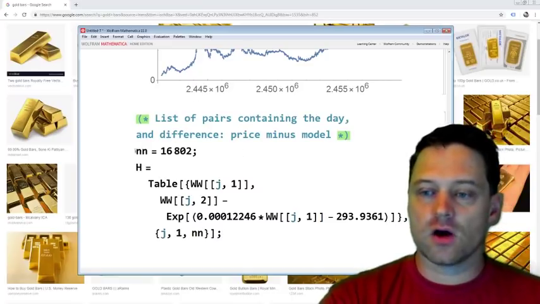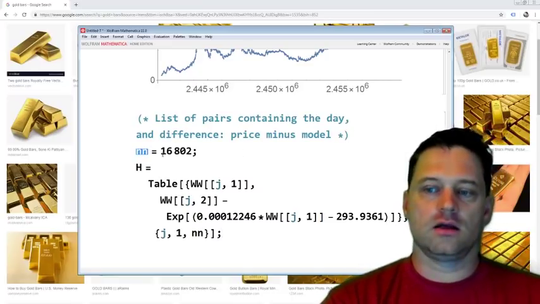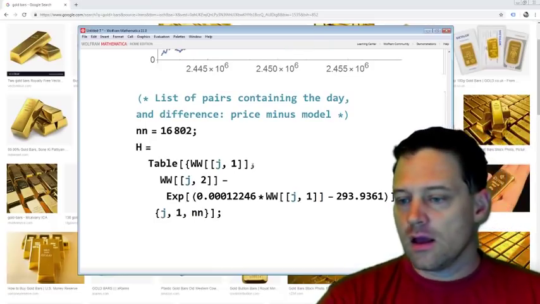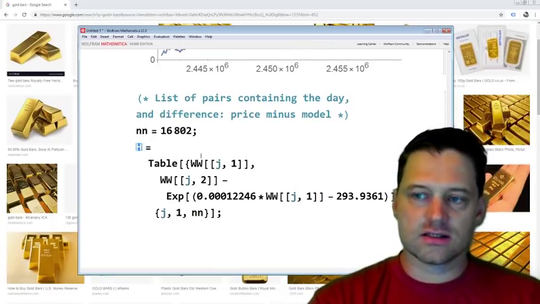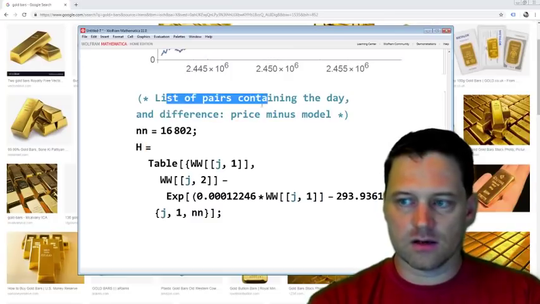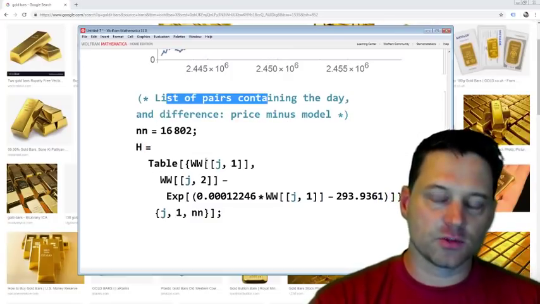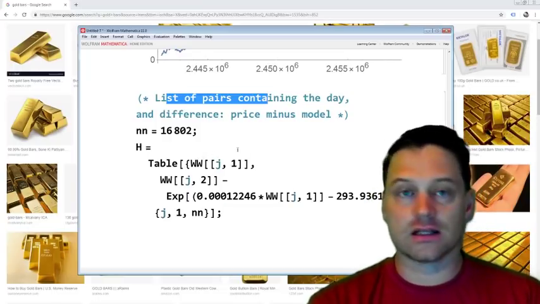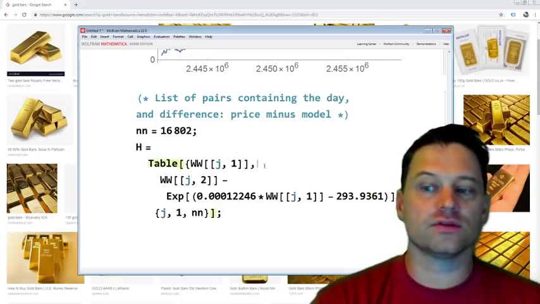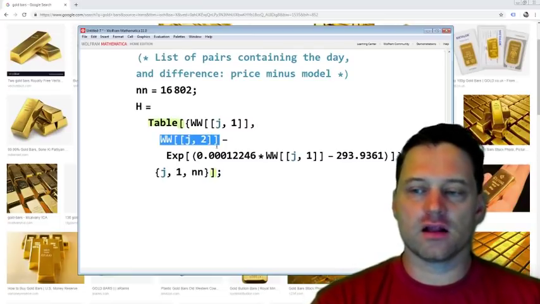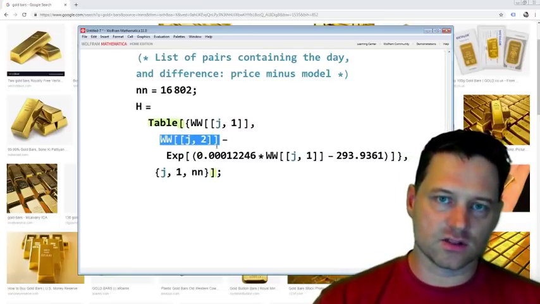Okay, so now I'm calling double N. NN is 16802, right? The new length of the list. And now this H is this difference we're talking about. The difference between the price of gold and the exponential price model that we constructed using least squares in the last session on gold. Okay, so this is WW, the jth element, but the second element because those are pairs.